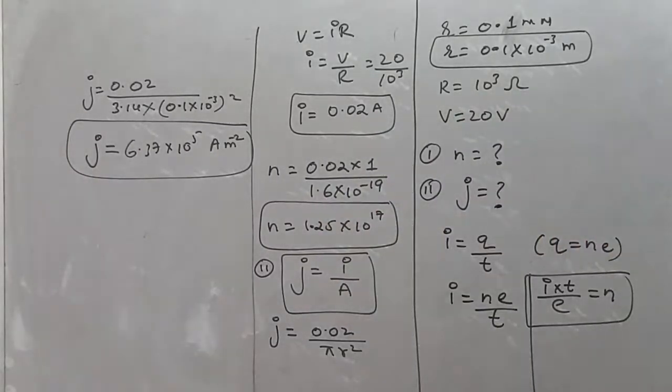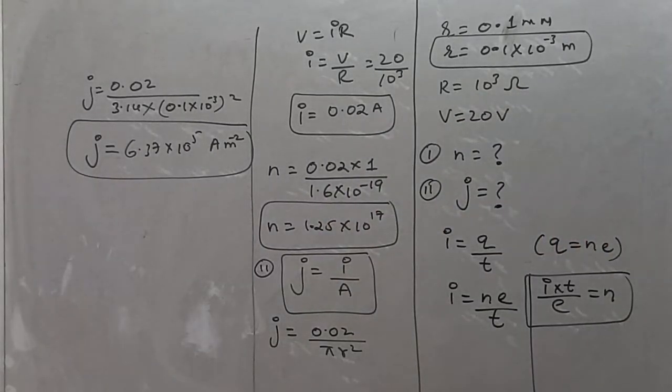I hope you all understand this question. For finding the number of electrons, first of all we have to find current. Current must be V by R. So we'll put the value of I. We'll get the value of number of electrons, because we know that Q is equal to NE. So N is equal to I into T by E. After getting the value of N, we'll solve the next part. J is equal to I by A, that is, current density is equal to current per unit area. Moving forward, write down the next question, dear student.